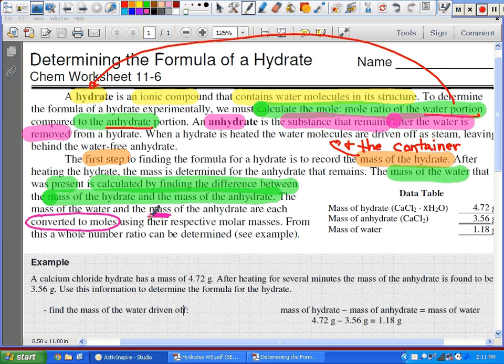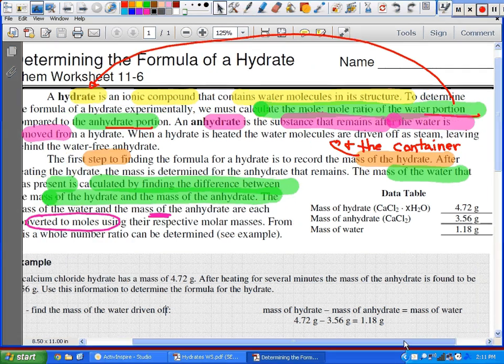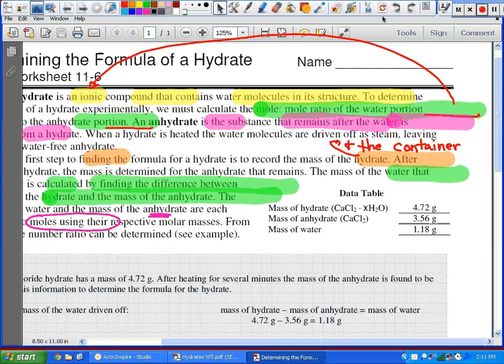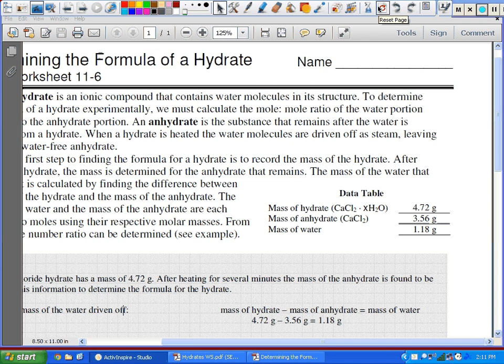Okay, so let's look at a particular example. Can I clear all the highlighting? So here we go. The mass of the hydrate. What is the ionic compound the hydrate is with? What is that? Calcium chloride. And then you have a little dot, and then you have an X, and you have a water. What does that X represent? Any number. The number of waters specifically. We're going to have to find that X.